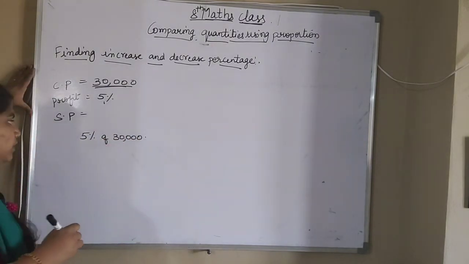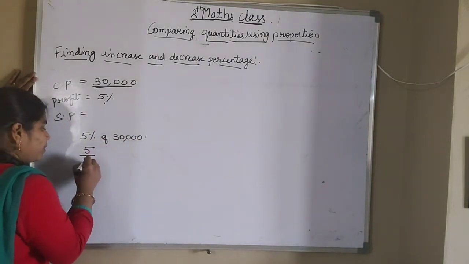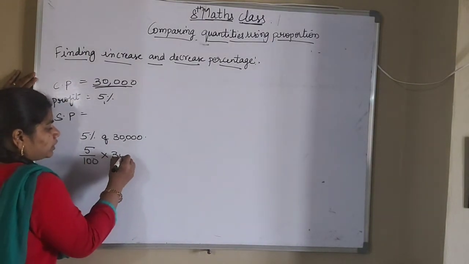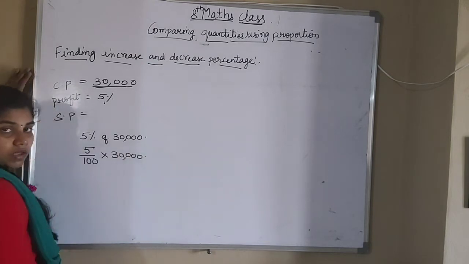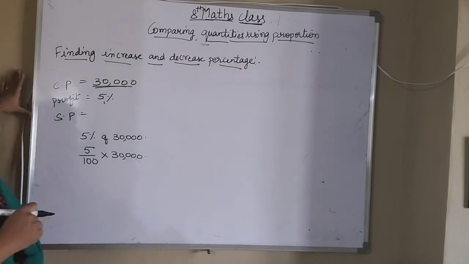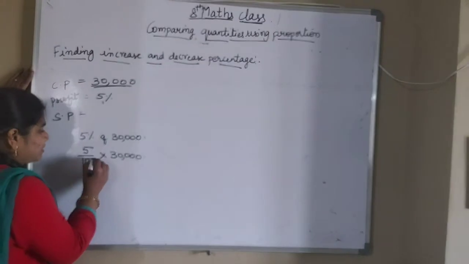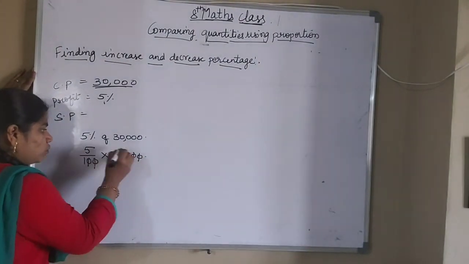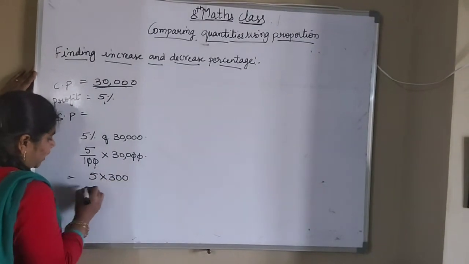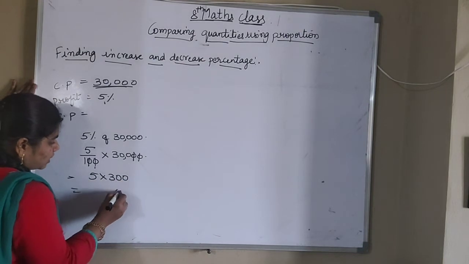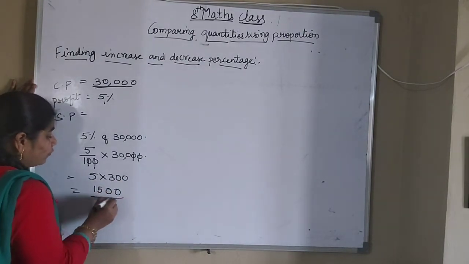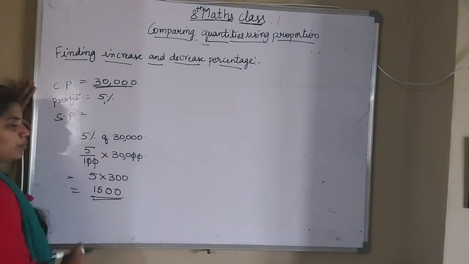5% of 30,000. 5% is nothing but 5 by 100. Of is nothing but multiplication, and 30,000 I am writing as it is. So in this 30,000, I have to find the 5% value. If I cancel the zeros, what is the remaining number you got? 5 into 300. So multiply this. 5 zeros are 0, 5 threes are 15. So 5% of 30,000 is how much?